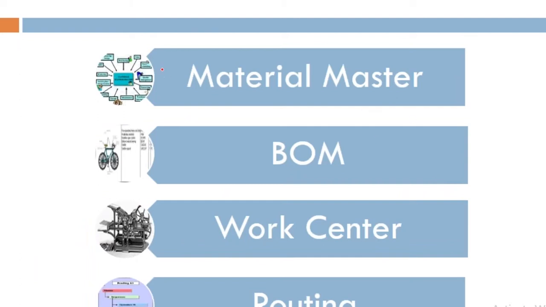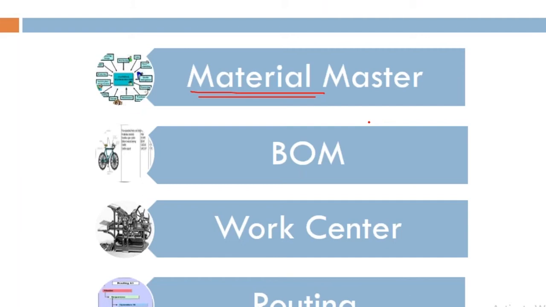After this, we will be discussing the master data. In PP, you have four master data: material master, BOM, work center, and routing. And apart from this, you have production version also. In S4HANA, now they made production version also mandatory. I'll explain you one by one.